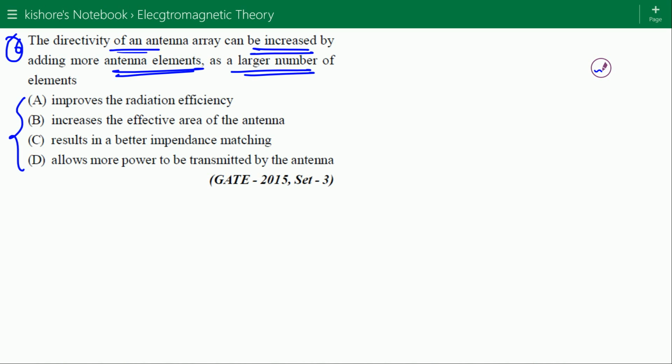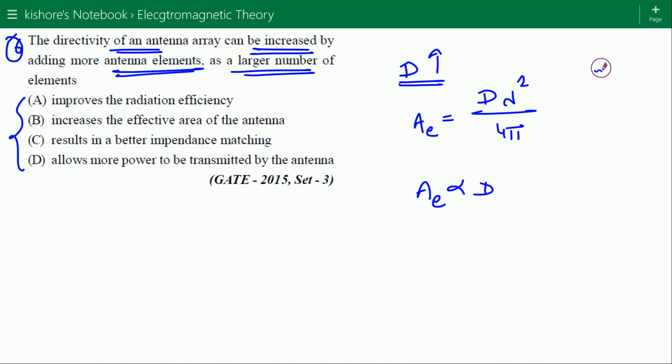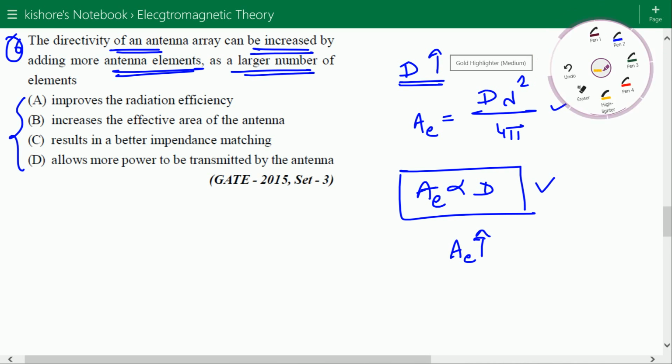See, directivity of antenna is increased by increasing the number of antenna elements. So directivity is increased. Now we have the direct relation between directivity and the effective area of antenna. Effective area of antenna is denoted by AE. This is D lambda square divided by 4 pi. So effective area of antenna is proportional to D. I'll derive the expression for effective area in some other lecture. Right now I am using it directly. So if D increases, effective area also goes up. So I think B option is the correct option.